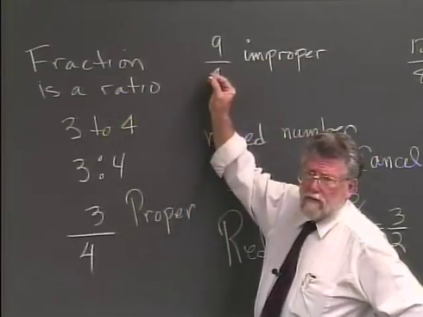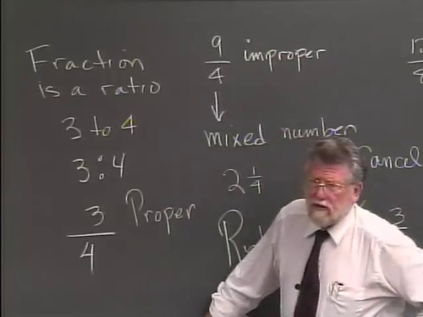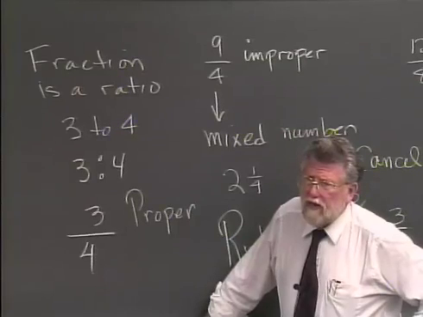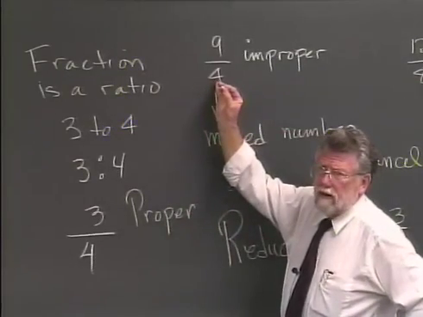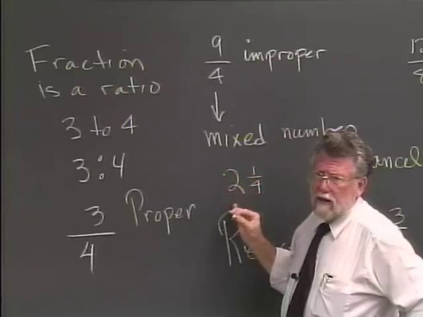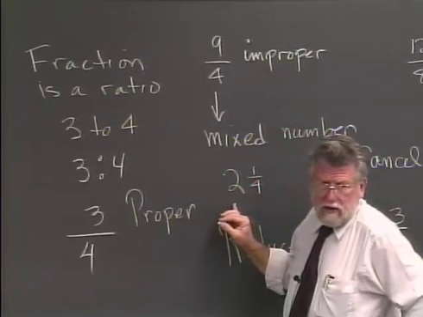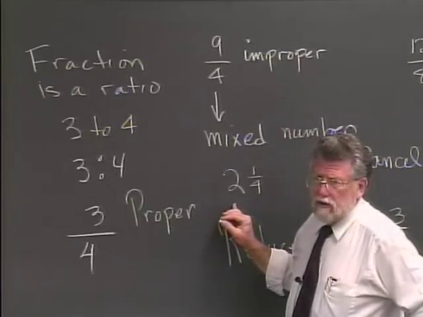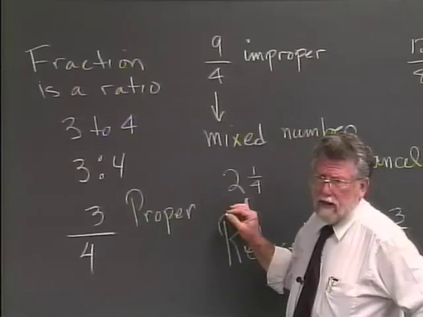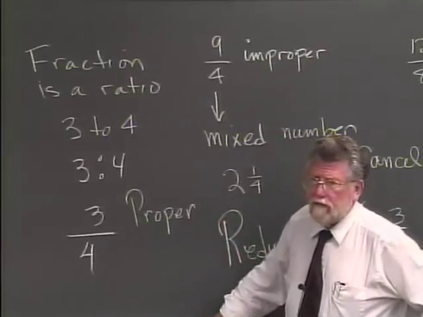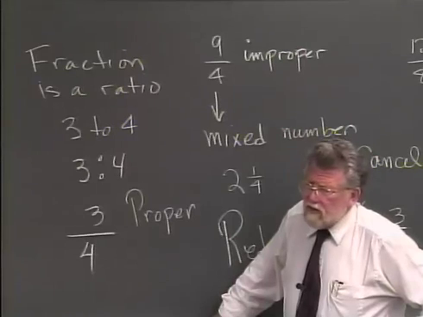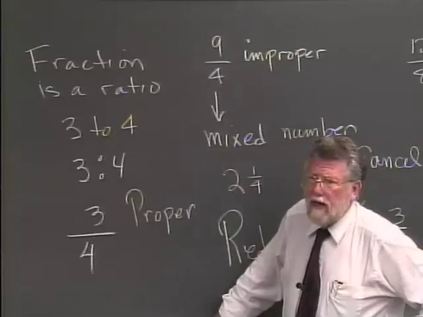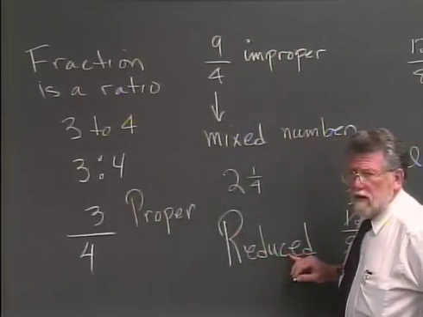Here was your improper. Now, most of us, I think, grow up going through school and thinking that you're obligated to go from what? The improper to a mixed number. We do it as a short division. 4 into 9 gives you 2, 1 left over, so you write it as 2 1/4. One of the assumptions we make as we think of mathematics is that we are going to write a fraction so that it is reduced.